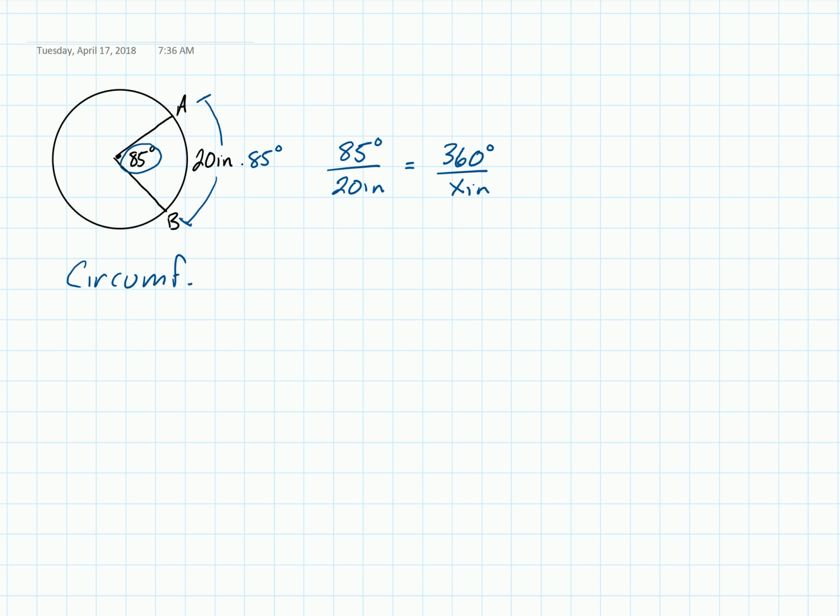And so from here, all we need to do is cross multiply, and we have 85x equals 360 times 20, which is 7,200, and then simply divide by 85. So x equals 84.7 inches. So the circumference here would be 84.7 inches.